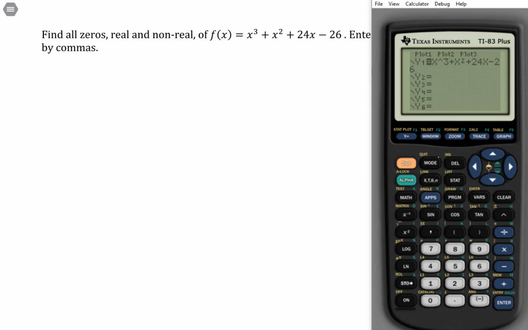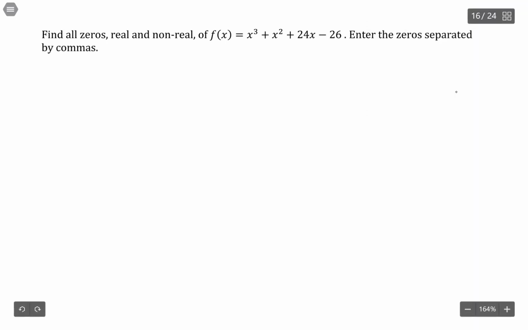When I graph this, I'm going to make sure I'm in the standard viewing window. So if I hit zoom and 6, that's the standard viewing window. And it looks like I can see a 0 here at positive 1. So we aren't certain of that until we prove it by synthetic division. But we're going to have to divide it out using synthetic division anyway, so let's get started.